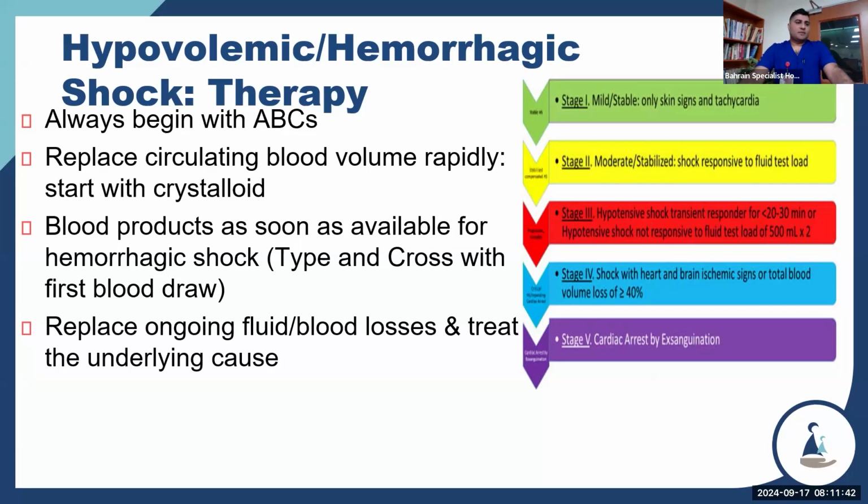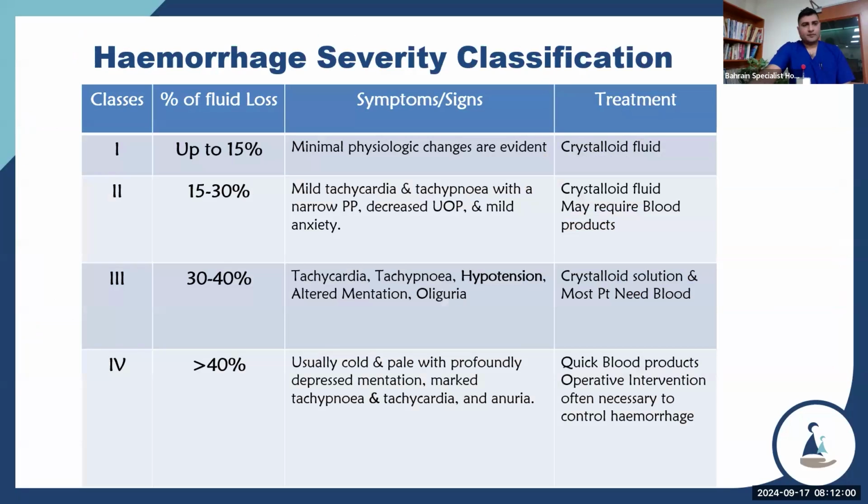Hypovolemic hemorrhagic shock therapy always begins with ABC: replace circulating volume rapidly, start with crystalloid, and give blood products as soon as available. For hemorrhagic shock, type and cross and draw the first blood sample, replace ongoing blood and fluid losses, and treat the underlying cause. Further, hemorrhage can be classified according to severity.